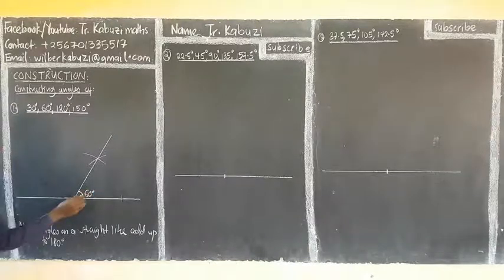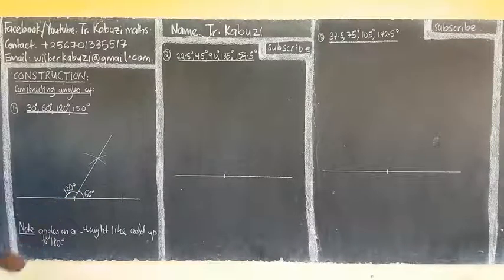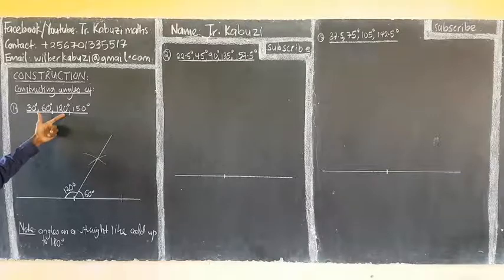60 degrees. So if this is 60, it means that now the balance from here up to here is going to be 120 degrees. 180 minus 60 will get 120. So the balance from there up to here is going to be 120. So now the 60 degrees goes with 120.